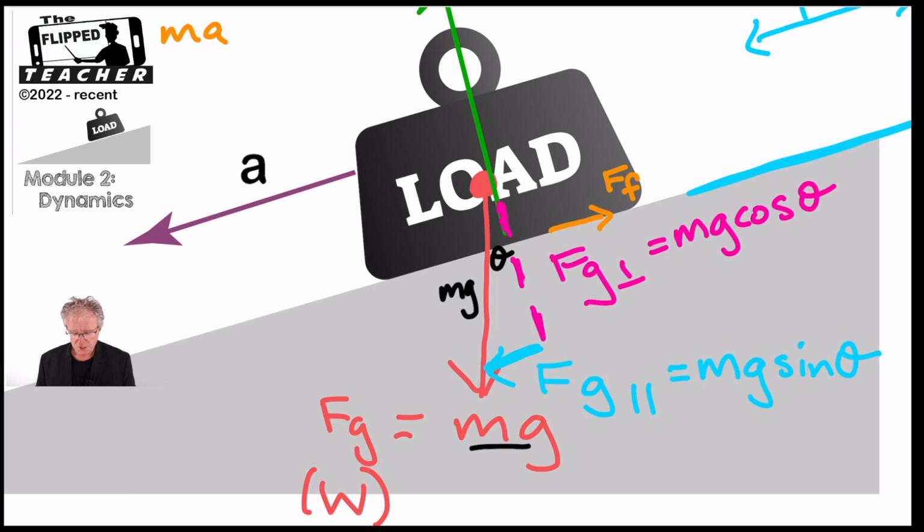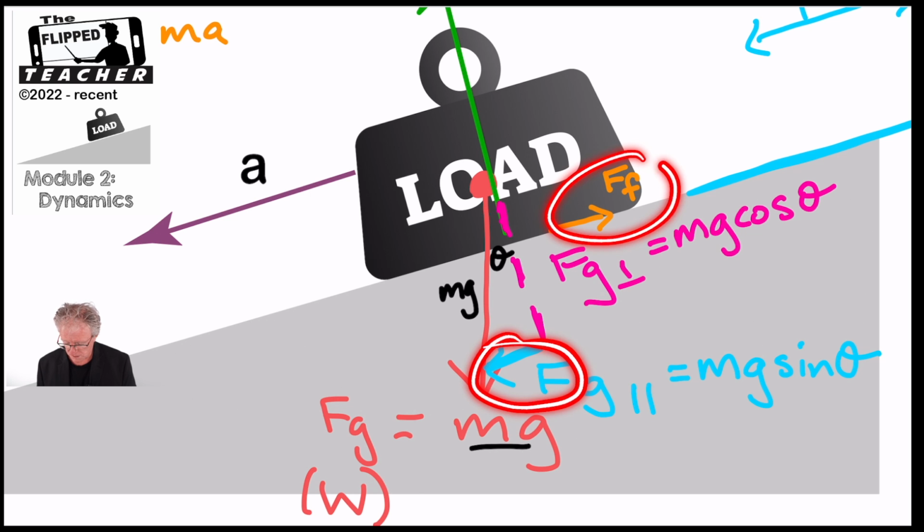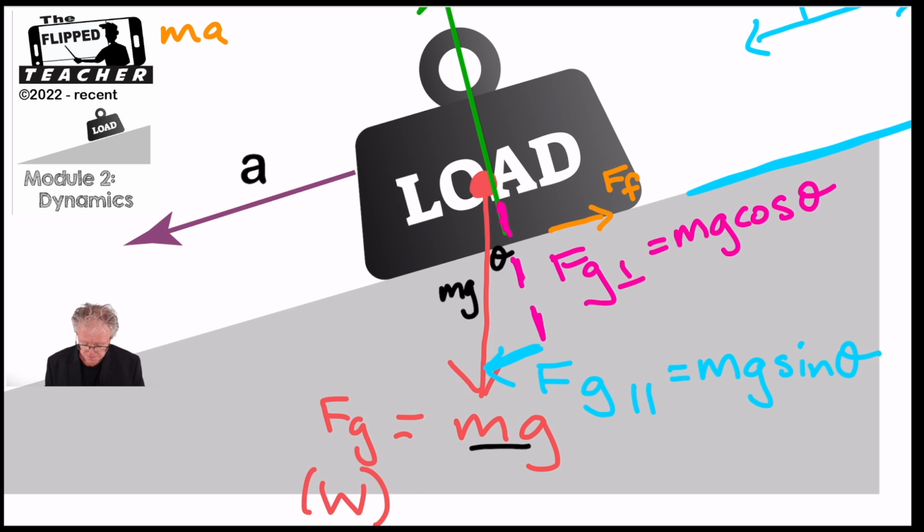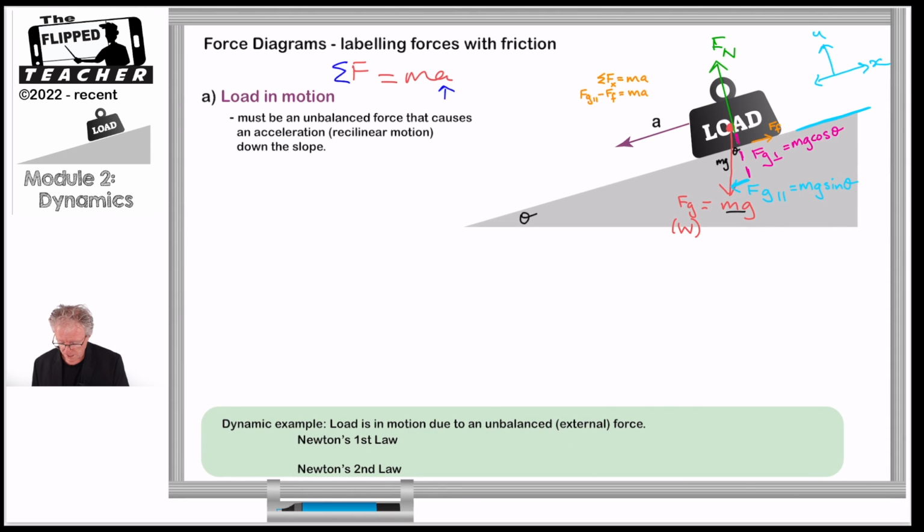Now, generally, depending on what coordinate system you want to choose, if you make the direction in which it's accelerating positive, then this has to be negative. So this force is positive, this force is negative. So if I go, the sum of the forces is Fg parallel, take away the frictional force, is equal to ma. Okay, and there's a little expression there that I can use to work that out if I need be.